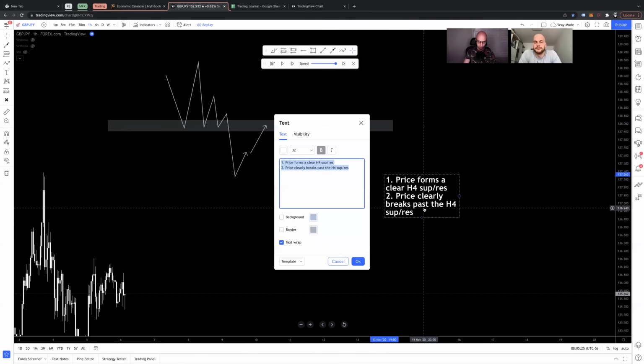Okay. So let's go to rule number 3. So we'll do something right here. Price comes all the way back to the H4 support resistance and retests it.